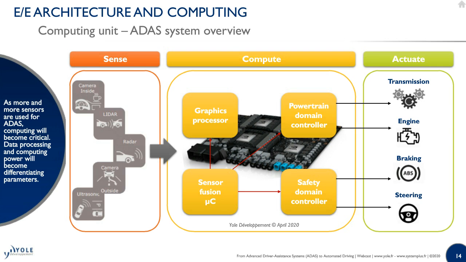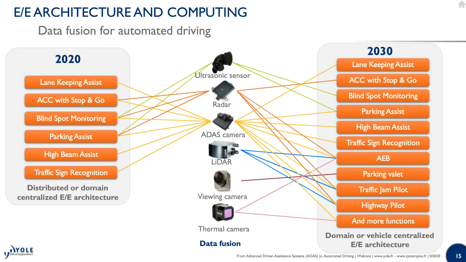So next slide, on slide 15, you see that the new electronic architecture will enable data fusion for automatic driving and therefore will enable new functions. So as of today, in 2020, there are a limited number of functions, and it's using mainly the forward ADAS camera and radar. And as of today, only the ADAS camera is multi-purpose. But in the future, when we will see more centralized architecture, as a domain or vehicle centralized architecture, more functionality will be developed, and they will use data coming from different sensors, and new sensors will be added for redundancy.